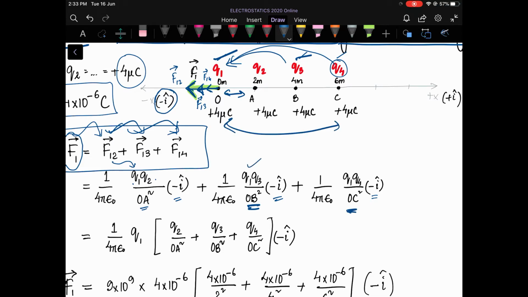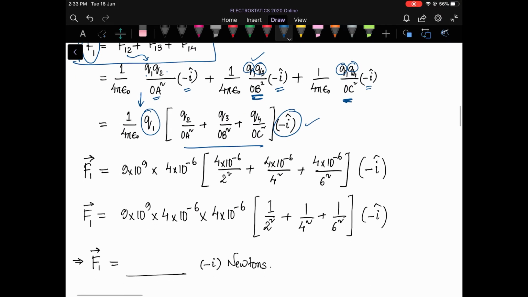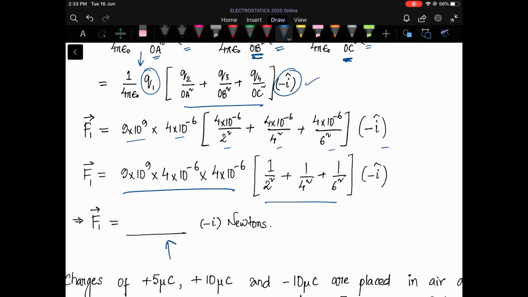And here you can see in the second term we have multiplied the first charge and the third charge. In the last term we have multiplied the magnitude of the first charge with the fourth charge. Clearly you can see 1 by 4 pi epsilon naught is constant or common. Q1 is common, minus i cap, which is the direction of the net force, also is going to be common, and we have this term. We are simply going to put the values. Your job is to fill up this blank. Send in the group what do you get out of this.